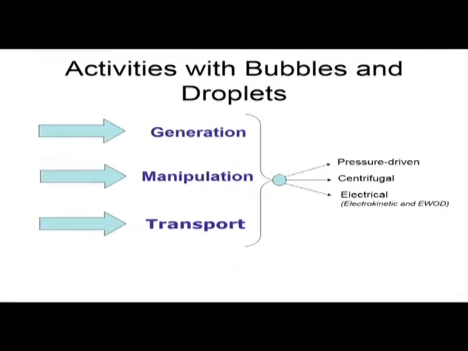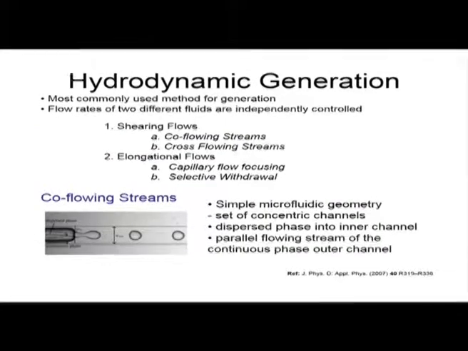So what you can do with bubbles and droplets, you can generate bubbles and droplets, you can manipulate and you can transport. There are other methods, I have just summarized what are the other methods of generating bubbles. The most commonly used method is the hydrodynamic generation. So basically you can have shearing flows, in which you have co-flowing streams, or cross flowing streams, given in the next slide. So I will come to that.